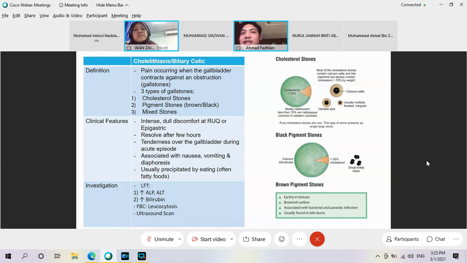So the investigation that we are going to do, first is the liver function test. There is increase in ALP and ALT. There is increase in bilirubin. For the full blood count, there is leukocytosis, and we will do ultrasound scan.